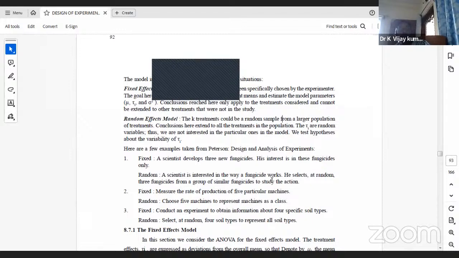Random: the scientist is interested in the way the fungicide works, so he selects at random 3 fungicides from a group of similar fungicides to study the action. Correct or not? Yes, sir.